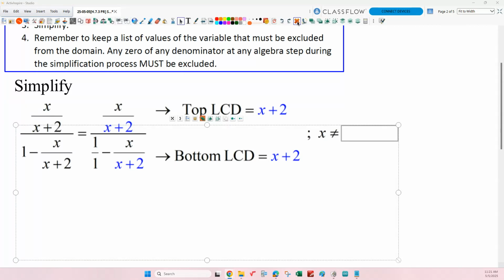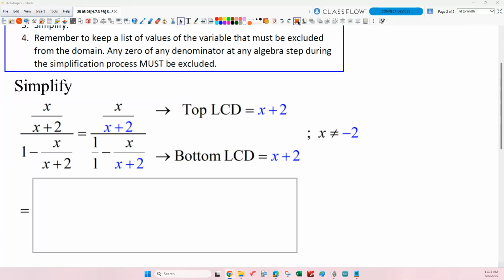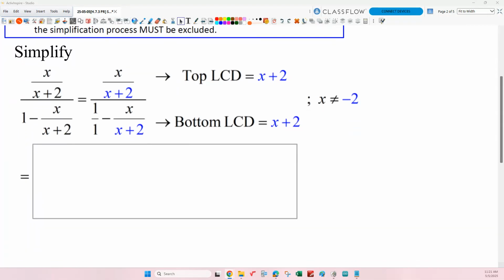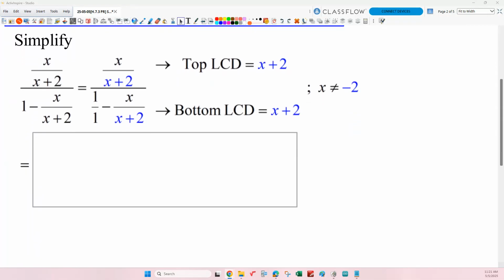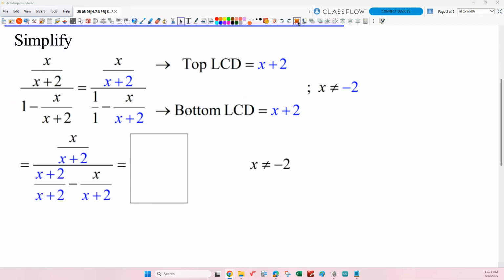Negative 2. That's the one part. Okay? So we said we don't have to do anything to the top. What do we have to do to that 1? Yeah, x plus 2 over x plus 2. Okay, how can I combine those then?